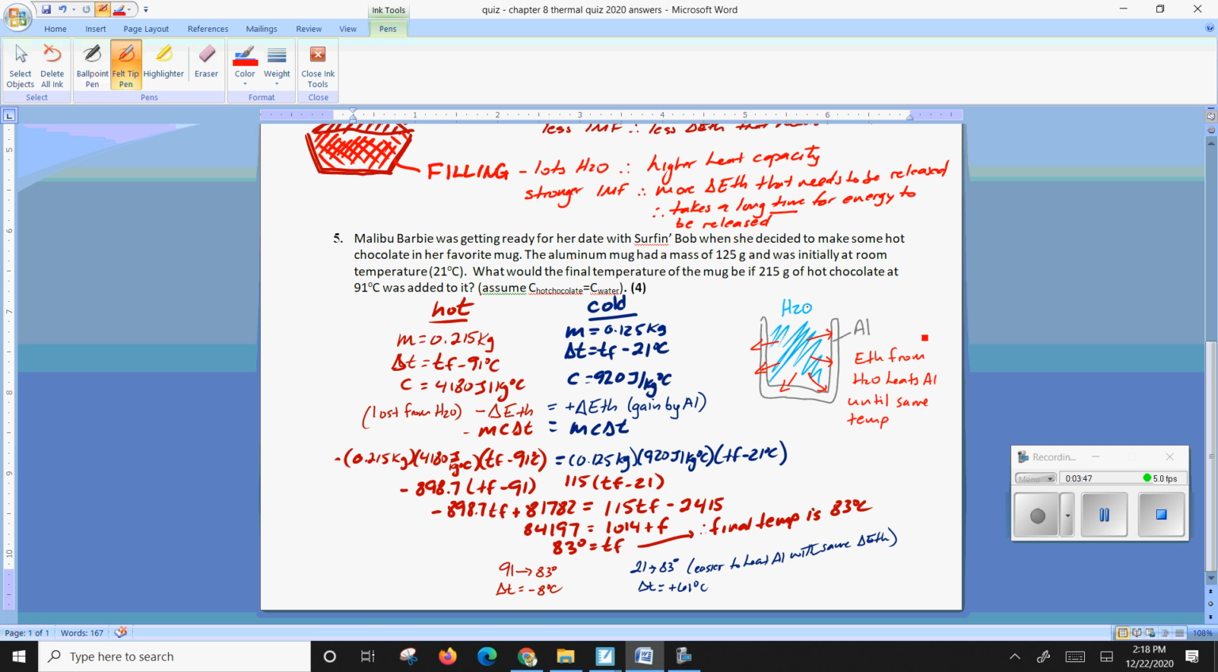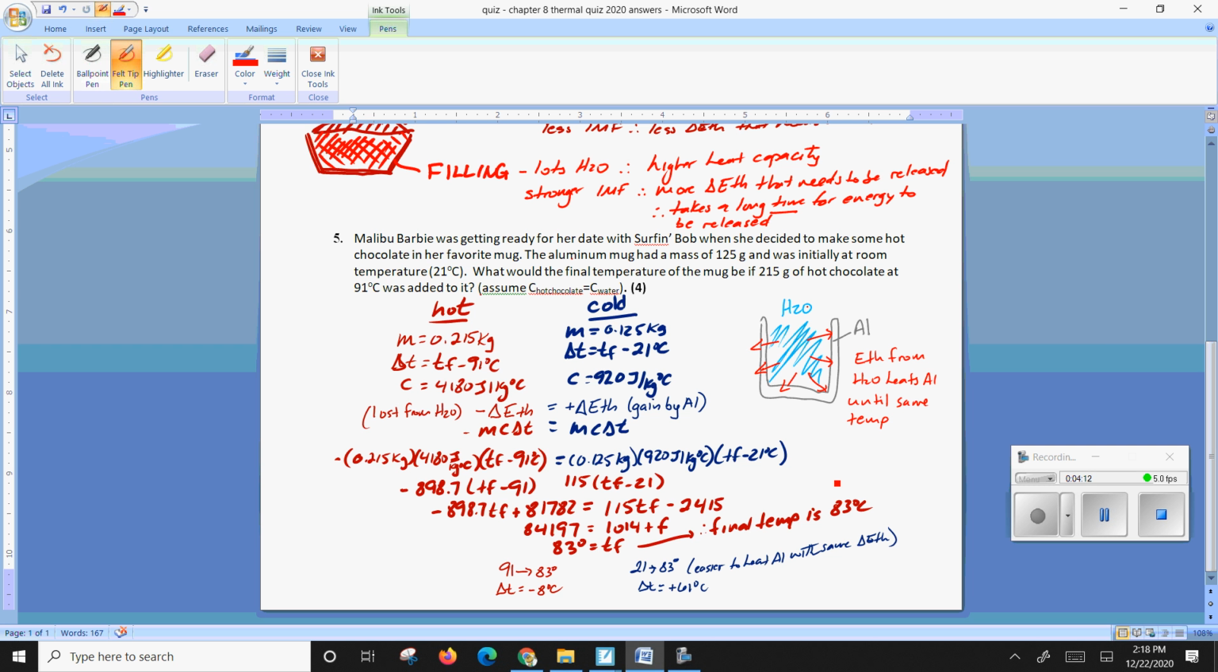Then no more energy transfer occurs. So that's why we've got the loss of energy from water is equal to the gain of energy by the aluminum, and then basically negative mcΔT, positive mcΔT. Just be careful here with the negative, okay, when you're doing the hot side. So you have negative times TF gives you negative TF, negative and negative gives you positive. Then you collect the like terms, and you finally get your final answer of 83 degrees Celsius.